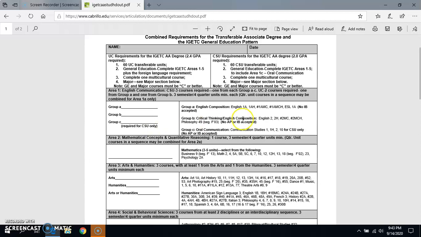If you're wondering, what are all these classes? What is English? What is communications? You always want to go back and reference your catalog for Cabrillo or your schedule of classes so that when you select a class, you select the class that you like.